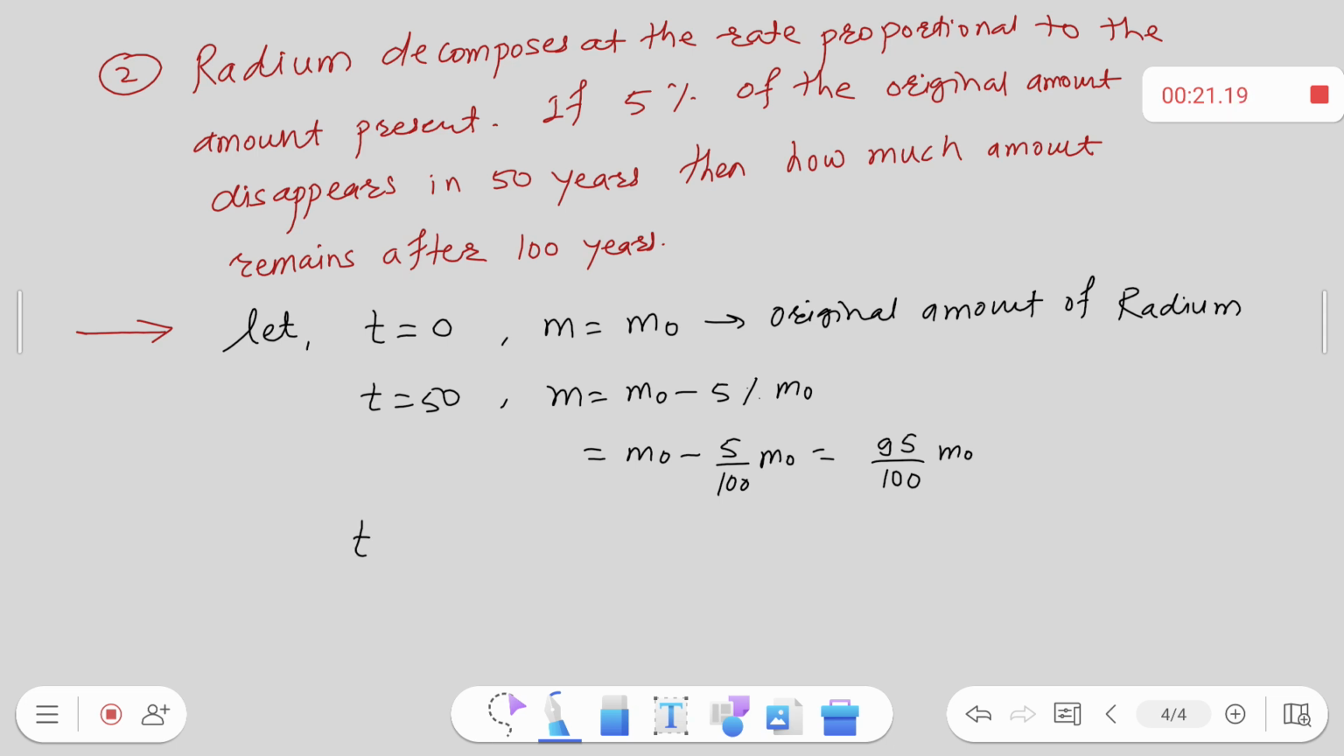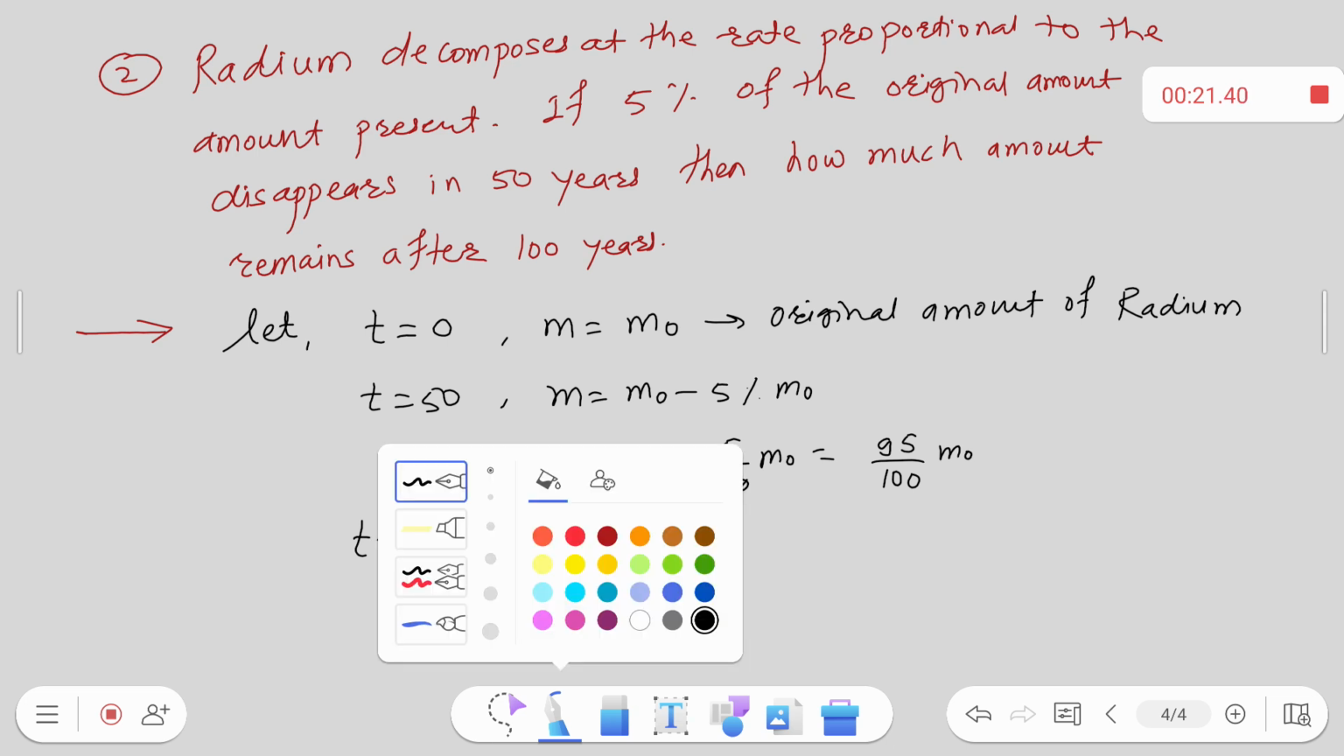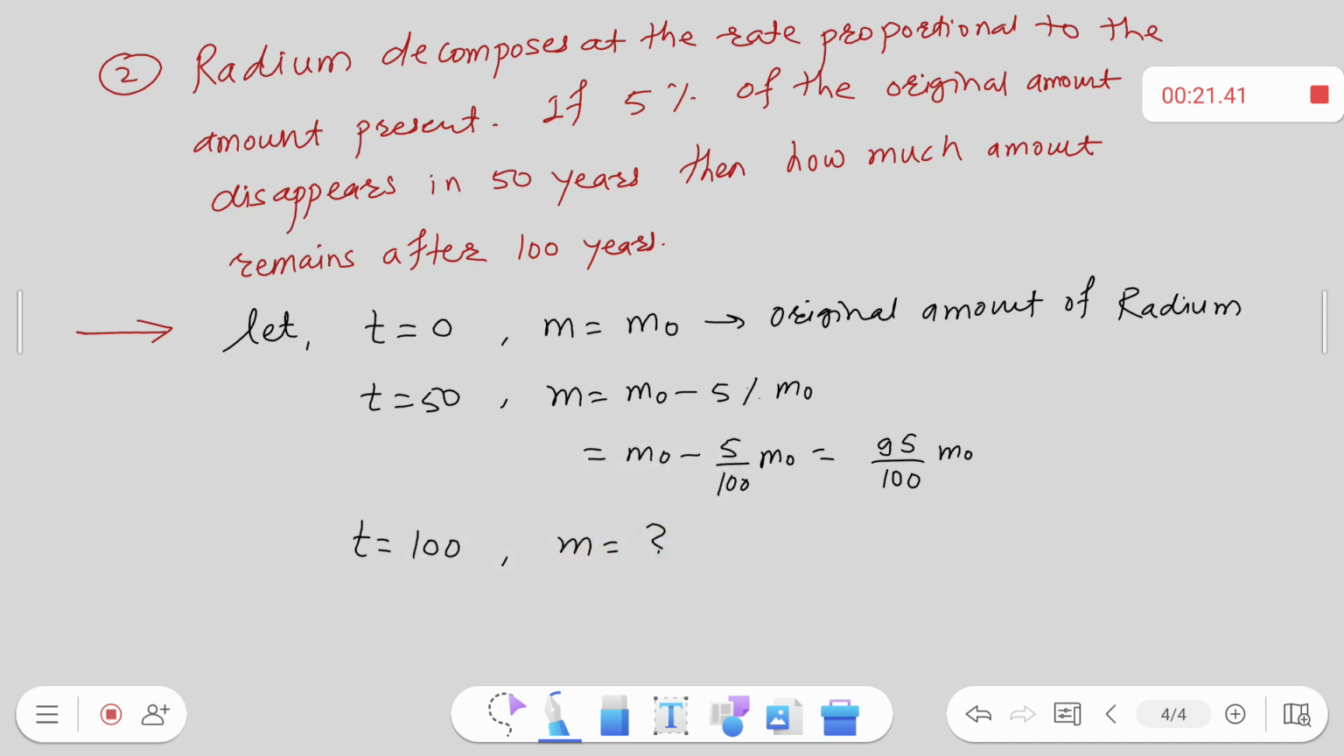Now find total amount of substance after 100 years. अभी disappears वाला नहीं find करना है. हमें क्या find करना है? Actual amount find करना है जो बचा हुआ है 50-100 years के बाद. disappear होके बचा हुआ है. So find किया.